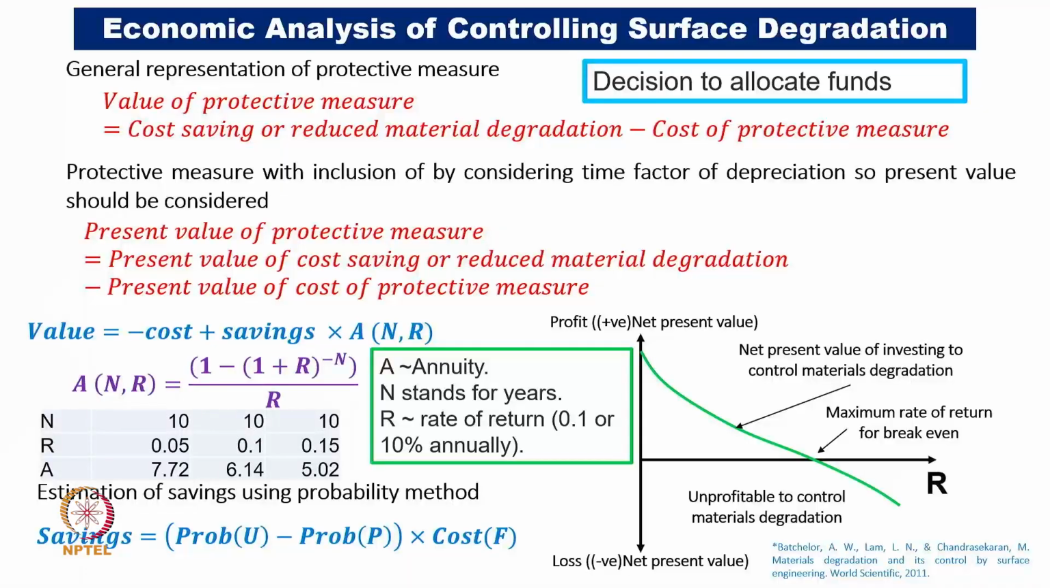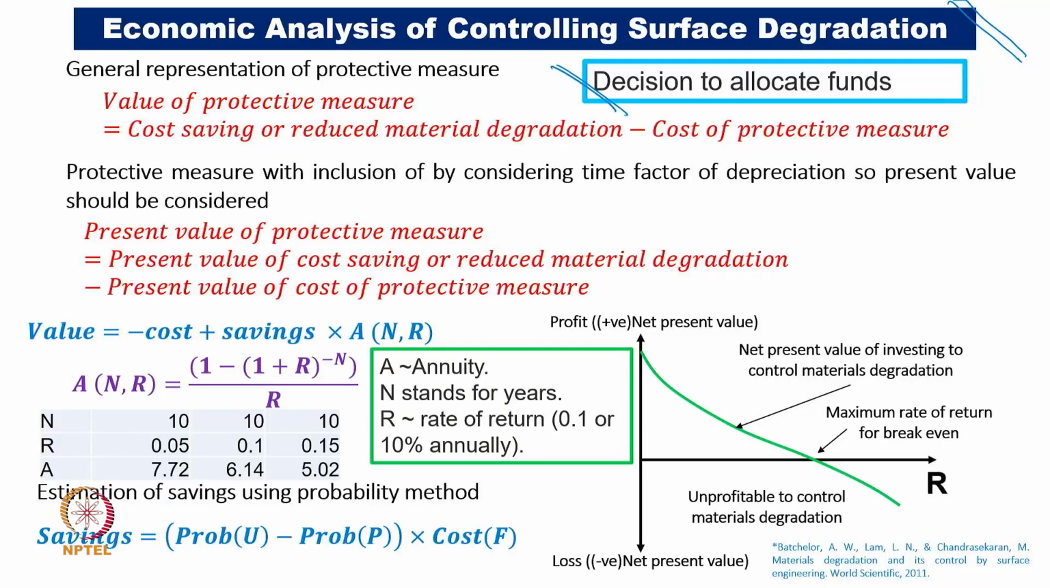Now, this is another slide which I already presented in one of my lectures, where we were talking about economic analysis, or basically controlling and minimizing surface degradation. At that time I also mentioned that taking the decision to allocate the fund is the important thing, and that requires knowledge of the surface degradation. In this situation we ask what the cost is and what the saving is, and the saving we also need to think of from the annuity point of view, or by accounting for the interest.